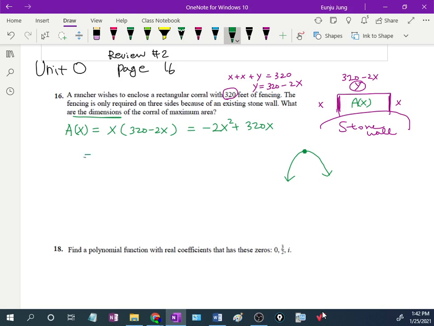Can we do the vertex form? So let's change this standard form to the vertex form. So negative 2 will be isolated. If I take negative 2 out, half of 320 is 160, right? Okay, I'd like to make a perfect square here. So let's think about what is half of this number in the middle. Half of 160 is 80. So I need 80, and then I'm going to put the second power outside. That's going to be the next step for completing the square, okay?